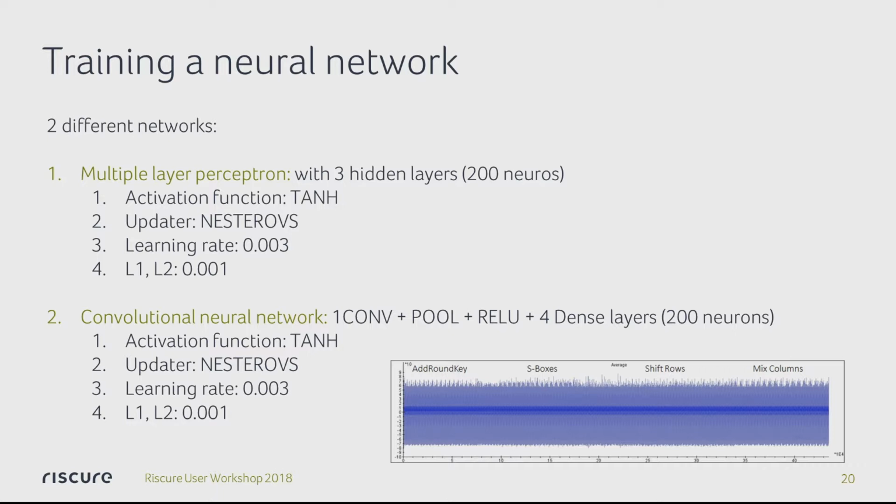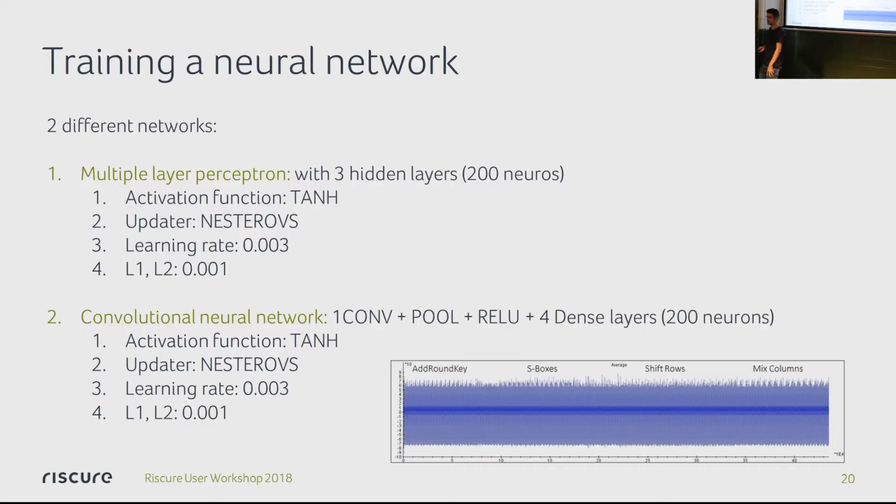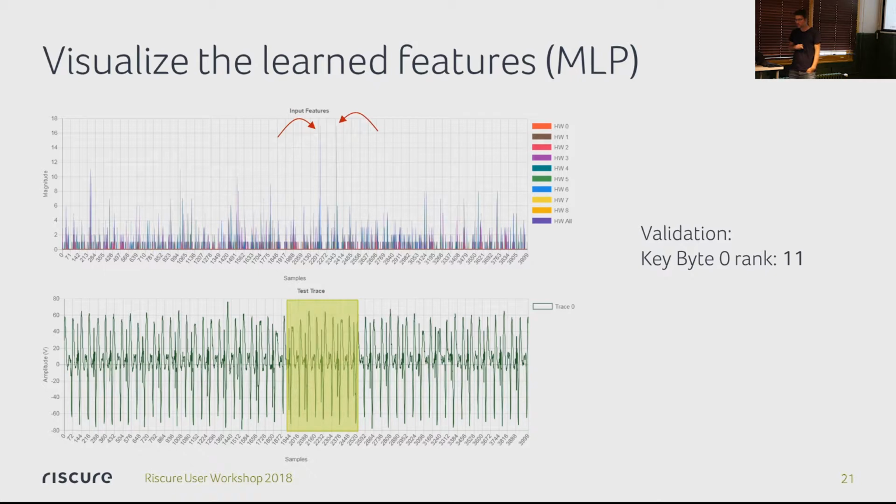And this is the trace, the full trace of this implementation. And if you do some filtering here, you can recognize where the operation has been used: add round key, S-boxes, shift rows, mix columns. And I was interested in this part, where it processes the S-boxes. So applying directly the visualization technique, I trained the neural network, the multilayer perceptron.